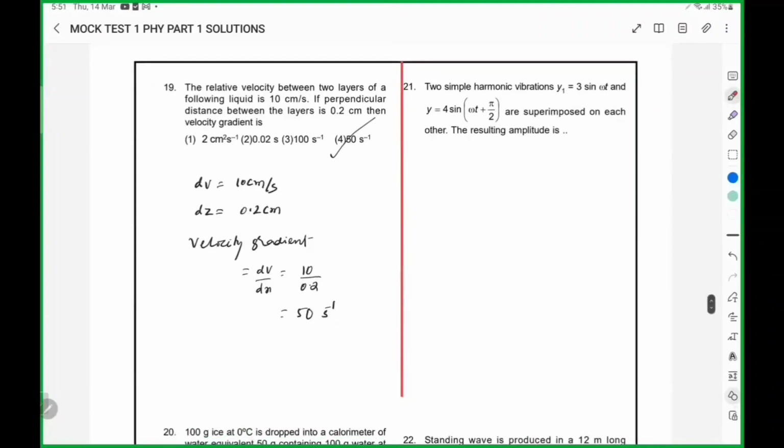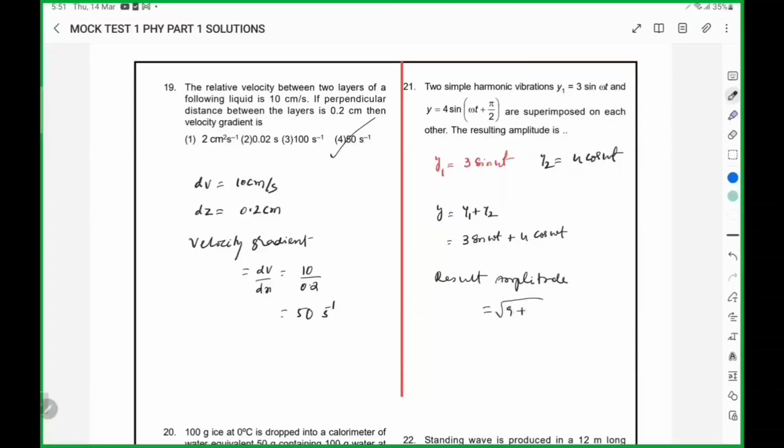Here, two simple harmonic vibrations: one is y1 = 3 sin omega t, the other is y2 = 4 sin(90 + theta), which is 4 cos theta. The resultant amplitude, once they superimpose, so equation of SHM is this. So resultant amplitude is root of 9 plus 16.